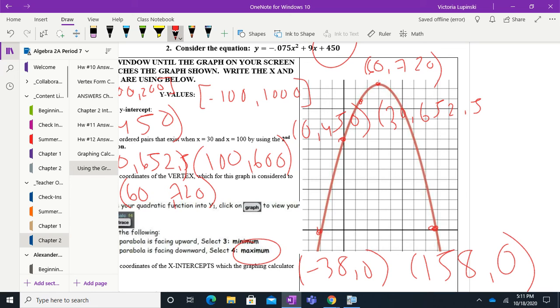And then you want to go ahead and estimate 100, 600. So again, you're going to find what you think would be a reasonable estimate for that. So this is 158, this is 60. You're going to just count a couple of intervals over, and you're going to estimate 100, 600, which would probably be about here.